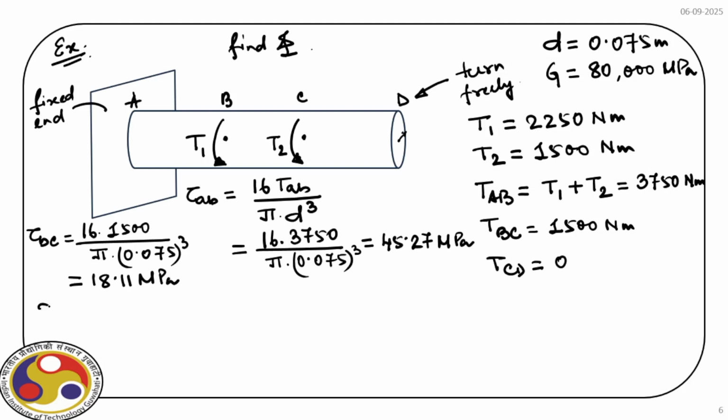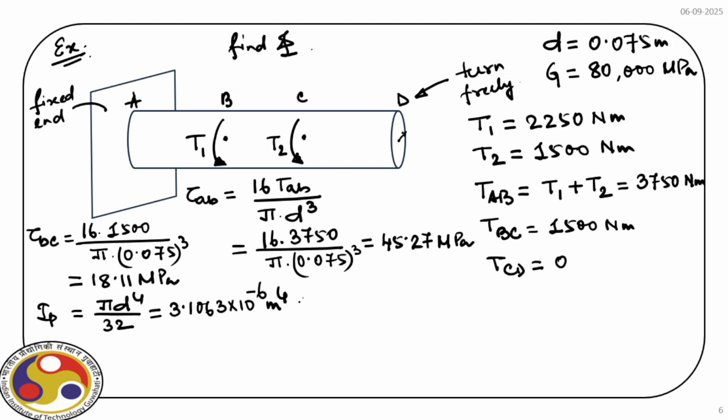Now for the circular cross section, we can find the value of IP. IP is pi d to the power 4 divided by 32. If we evaluate this expression for this diameter of 0.075, it is 3.1063 into 10 to the power minus 6 meter to the power 4. So we have all the information.